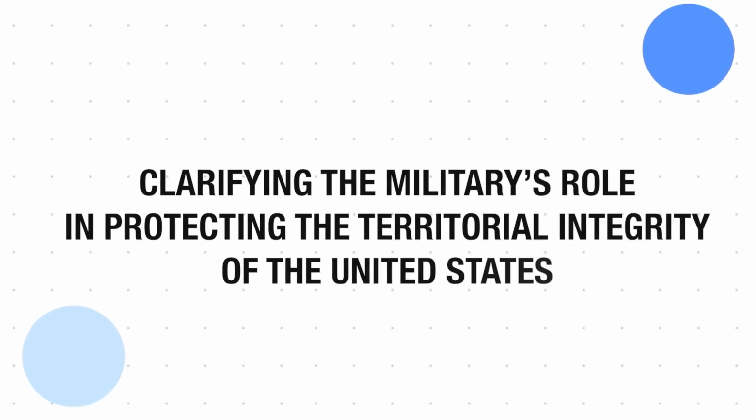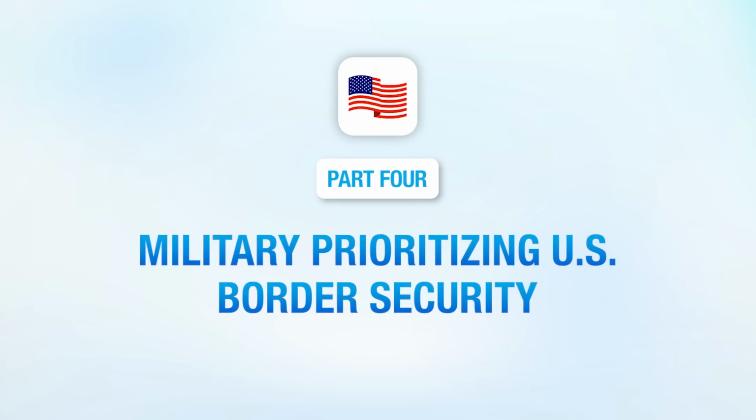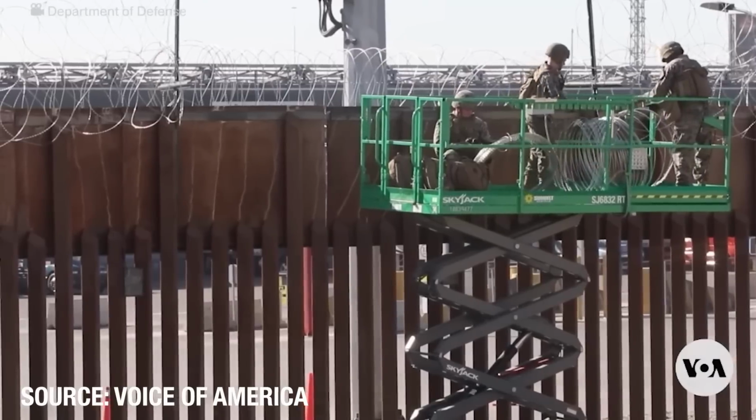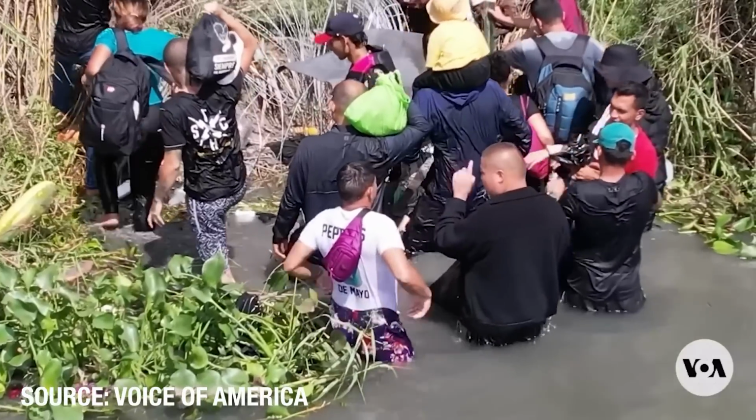Here's another controversial executive order, and this is requiring that the military go to the southern border in order to help with the enforcement of immigration law and securing the border. It's called Clarifying the Military's Role in Protecting the Territorial Integrity of the United States. In other words, it's the executive order on military prioritizing U.S. border security. By declaring a national emergency, President Trump has directed the Department of Defense to deploy the military to the southern border to prevent mass migration, as well as to help in the enforcement against human trafficking and smuggling.